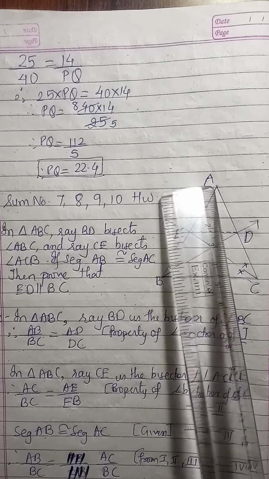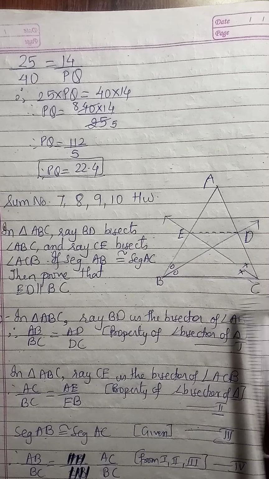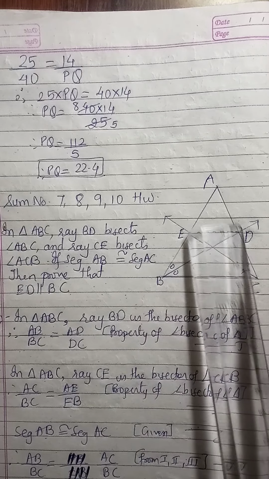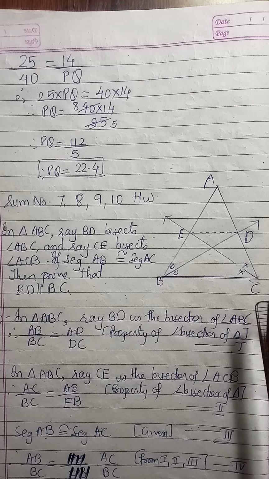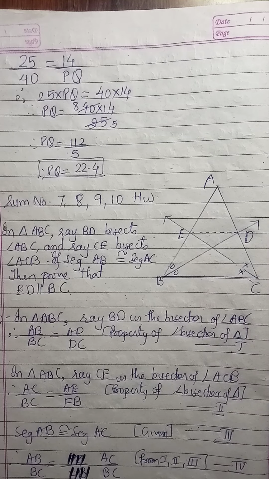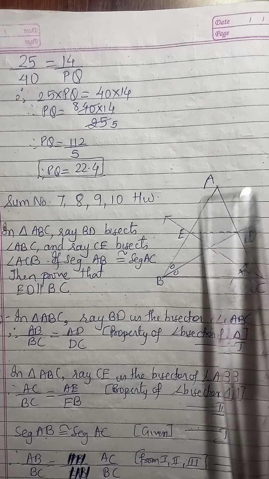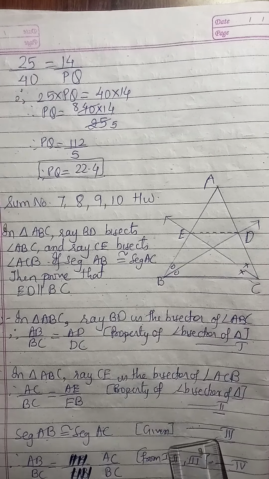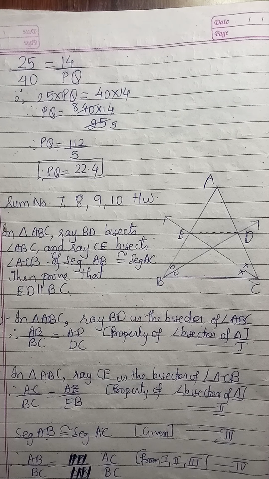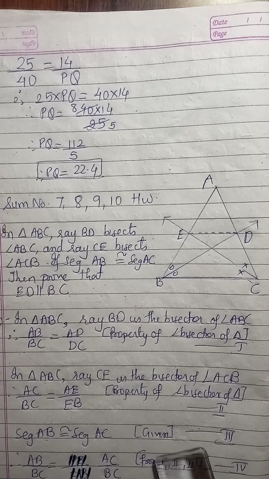Same way, in triangle ABC, CD bisects angle ACB. So what can we say? AC upon CB equals AE upon EB. That is the property, or you can say the theorem, of angle bisector.